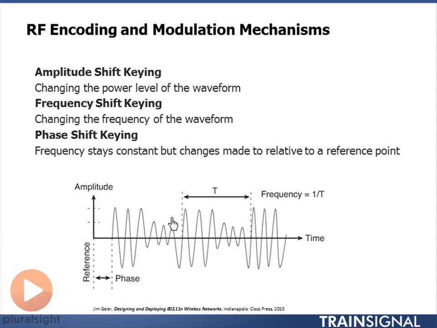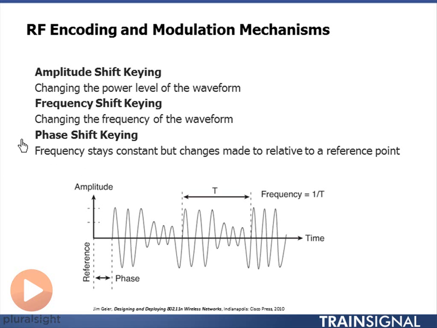The other thing I can do is change the phase. So here you can see I'm going up, and I can say, okay, if it starts with an up, that's a 1, and if it was to start coming down here and then going up, I could say, oh, that's a 0. So I can change my amplitude, the frequency, and the phase to distinguish between your ones and zeros.